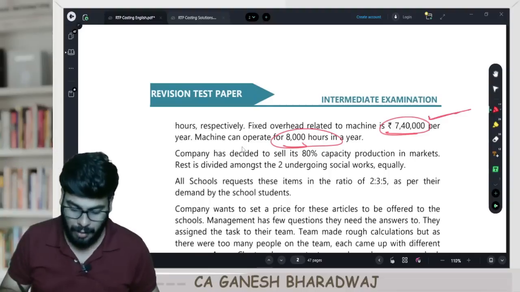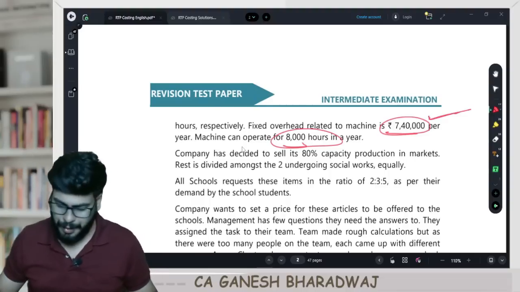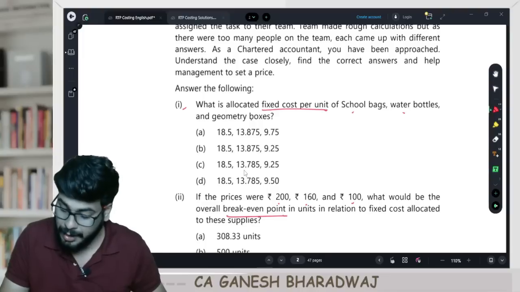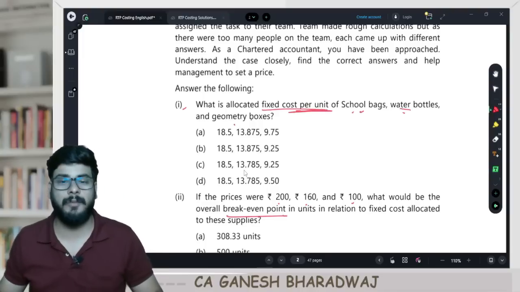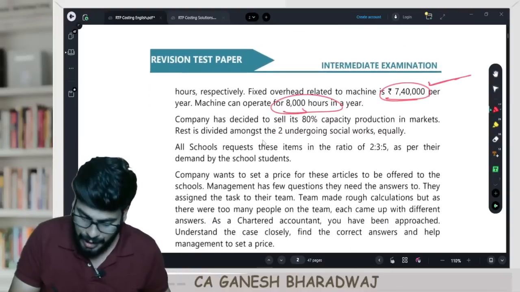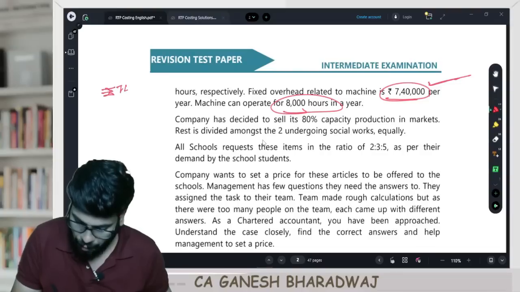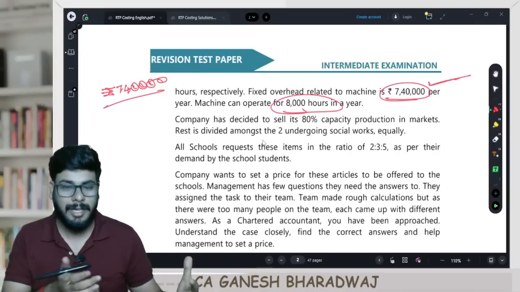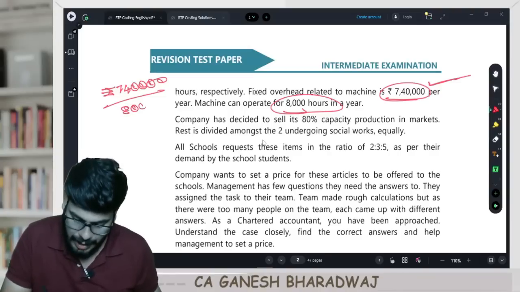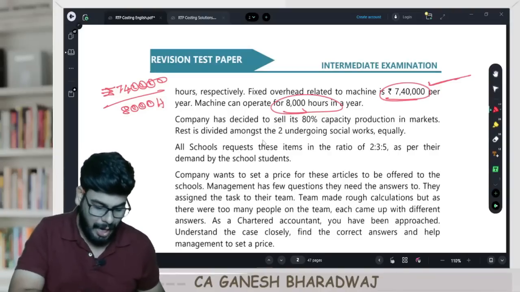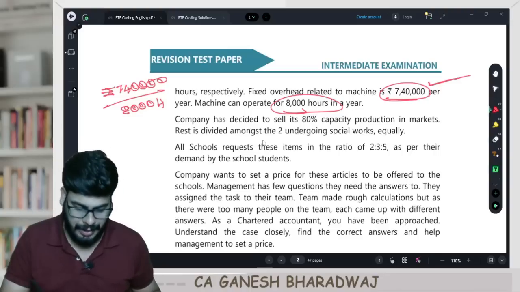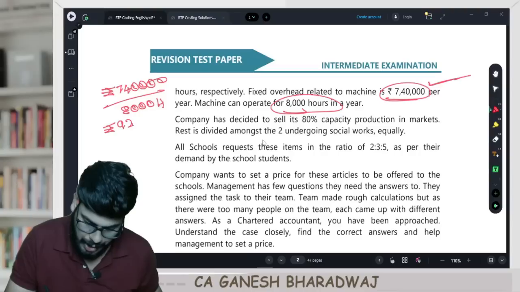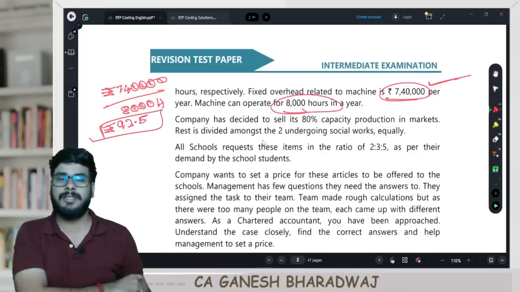Now guys, remember, if you look at the first question, they had asked, what is the allocated fixed cost per unit of school bag, water bottle, geometry boxes and all. We can find using this. If you see, the total fixed cost is how much? 7,40,000, right? And this 7,40,000 is a cost that you incur by running this machine for how many hours? 8,000 hours, which means for every hour of machine operation, what is going to be the fixed overhead cost per hour. So the fixed overhead cost per machine hour is going to be 92.5 rupees. Yes, are you clear with this?